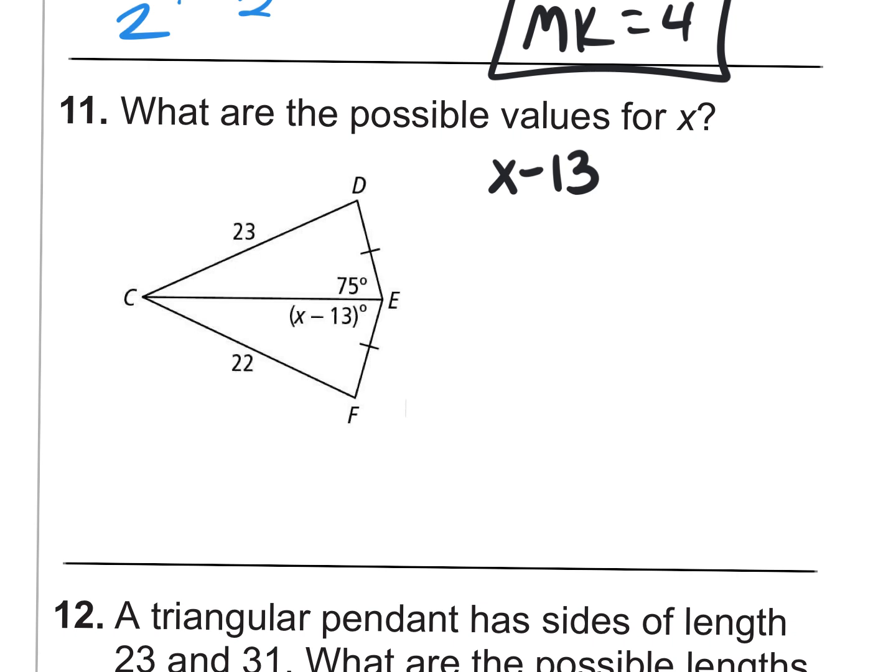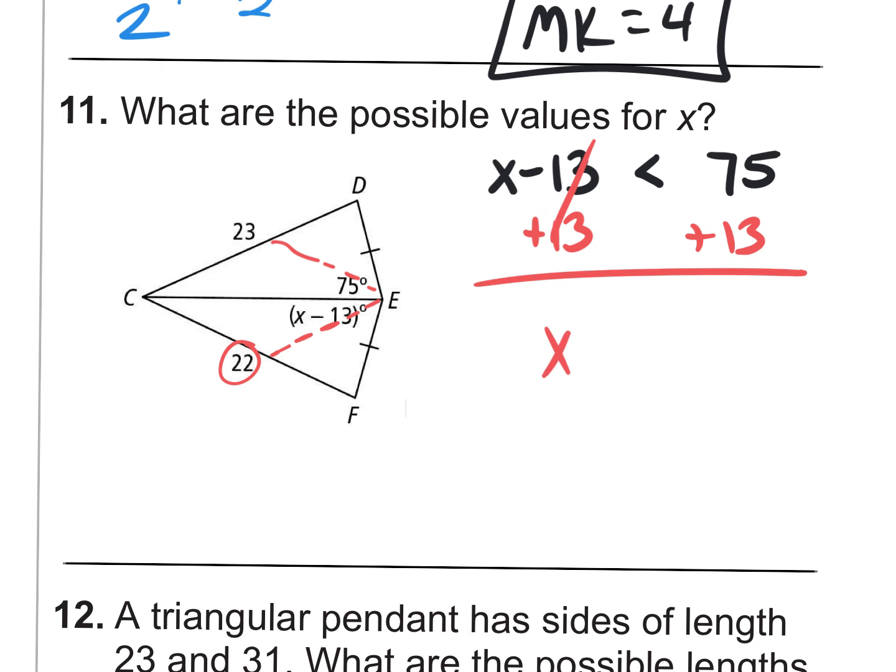So what do we want to compare it to? We want to compare it to the other angle, which is 75. Are those two angles equal to each other? Why not? Because their sides are not the same. So we have to decide, is x minus 13 less than or greater than 75? It is less than. Why? Because it's across from the smaller side. So we know x minus 13 has to be less than 75. Does the direction of this sign matter? Yes. How do I solve here then? Add 13. So we end up getting x is less than 88. This is all you need for these.